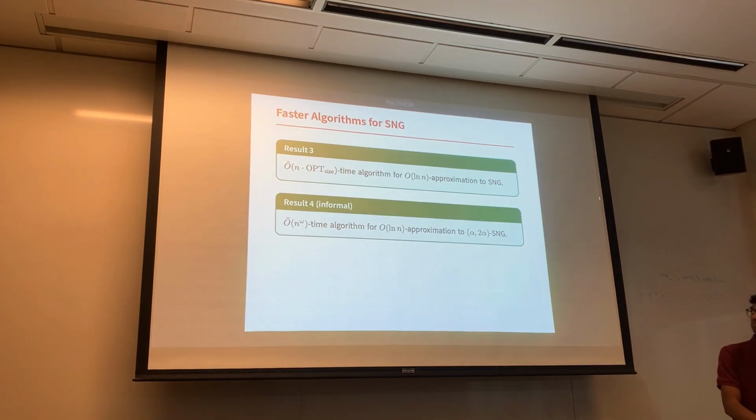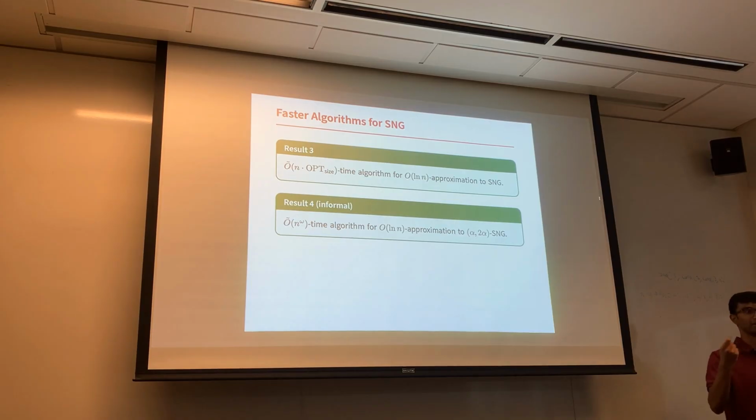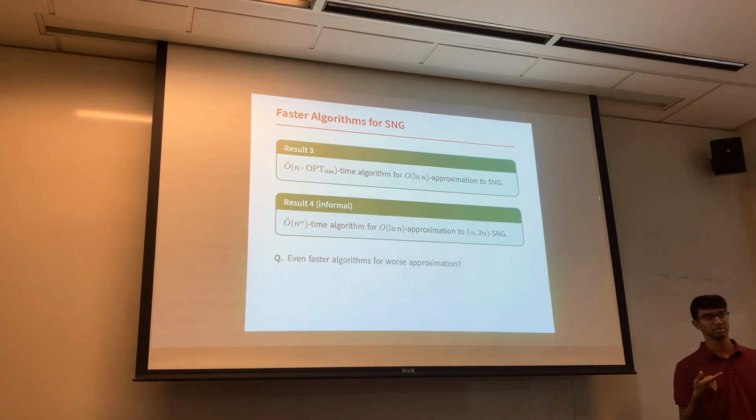Now, we write down our two faster algorithms. Both of them are dealing with log n approximation. Both of them take better than n cubed time in some regimes, but both of them take super quadratic time. You basically have to read the entire input to run any of these algorithms. You could ask, can we design much, much faster algorithms, maybe even subquadratic algorithms, if we're willing to trade off our approximation factor?